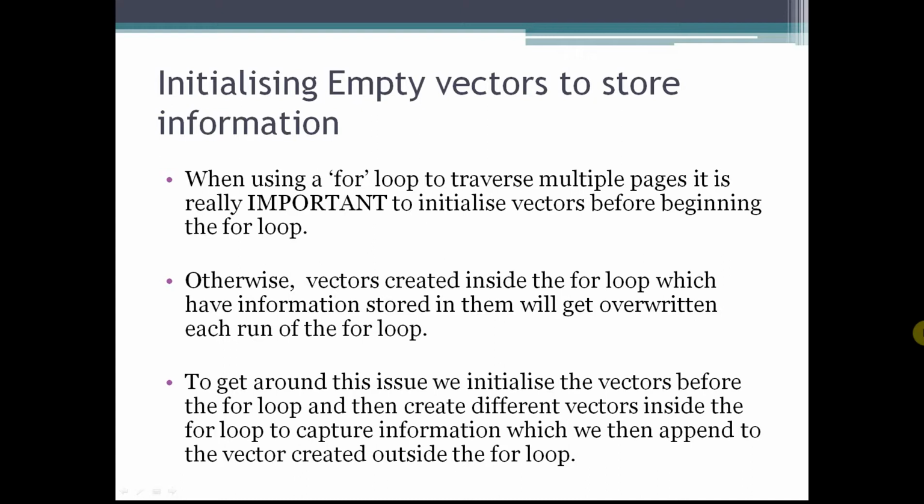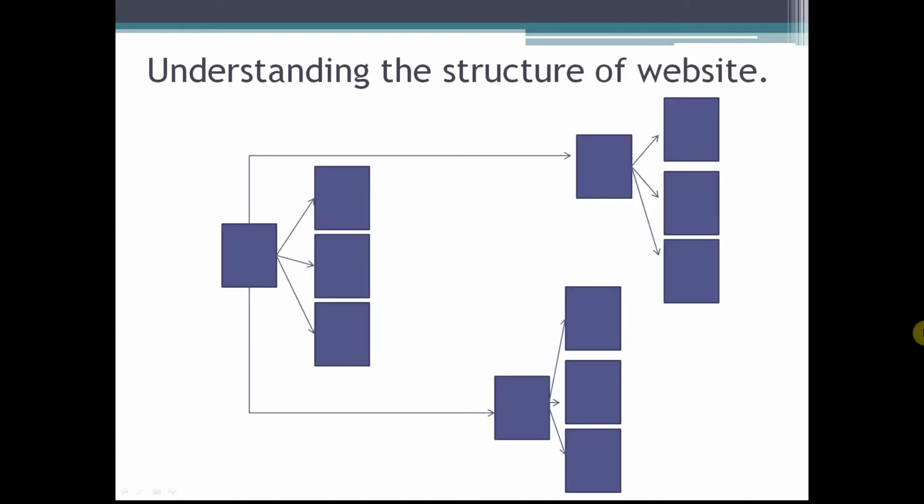So what we need to do is initialize them beforehand, and then once we're running through the for loop, append the information which you've captured inside the for loop to the vectors outside the for loop. That might sound a little bit abstract, but when we look at the script a little later on, we'll see why that all makes sense. This is all information I talk through in a lot more detail in example 2, so definitely check out that video if you haven't already.